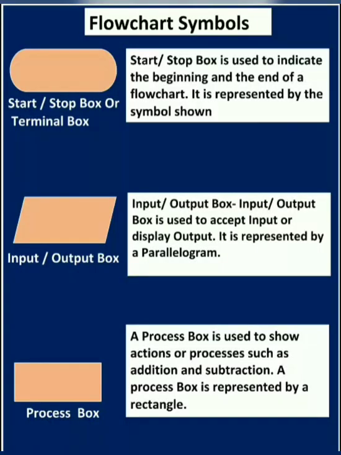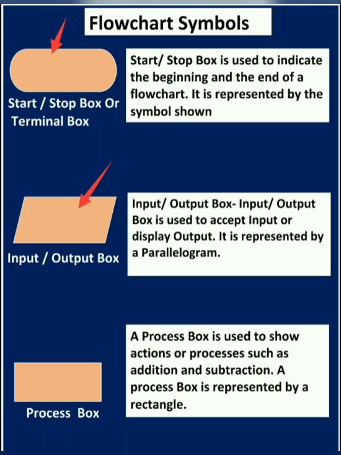The flowchart shows the steps as boxes of various kinds, and their order by connecting the boxes with arrows. So you can see that the start and stop box is used to indicate the beginning and the end of a flowchart. It is represented by an oval symbol. Then the input and output box is used to accept input or display output. It is represented by a parallelogram.